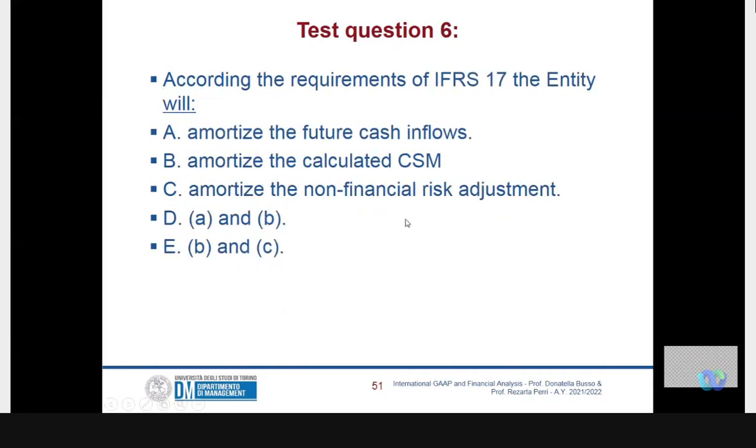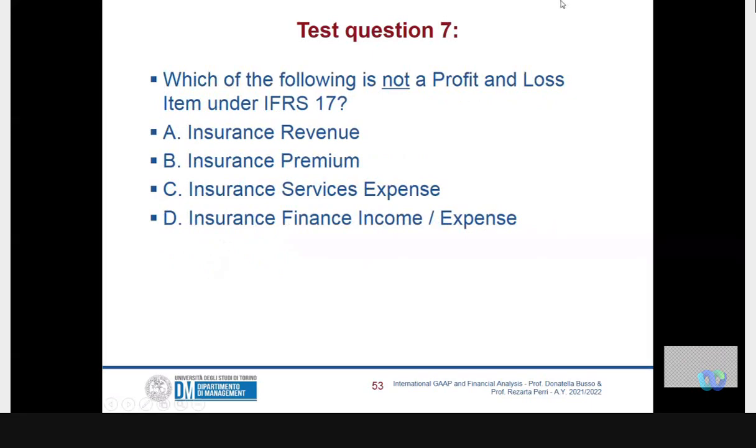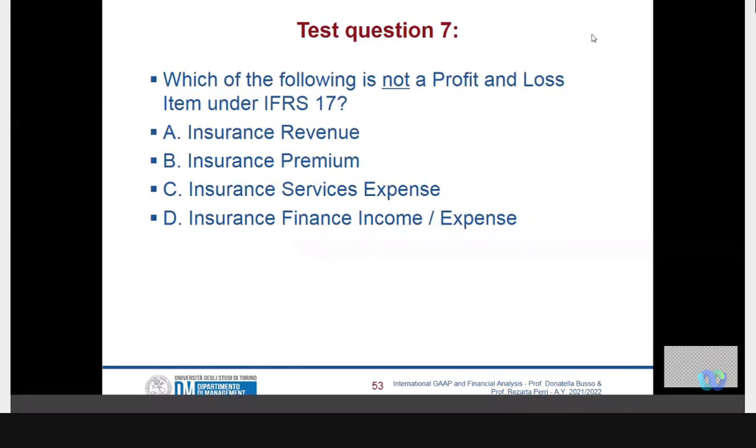According to the requirements of IFRS 17, the entity will amortize the future cash inflows, the calculated contract service margin, the non-financial risk adjustment. Actually, we know that the future cash inflows are not going to be amortized. They are just received at the initial moment, and that's it with them. B and C, that is the correct answer. Thank you to everybody who has also been answering in the chat.